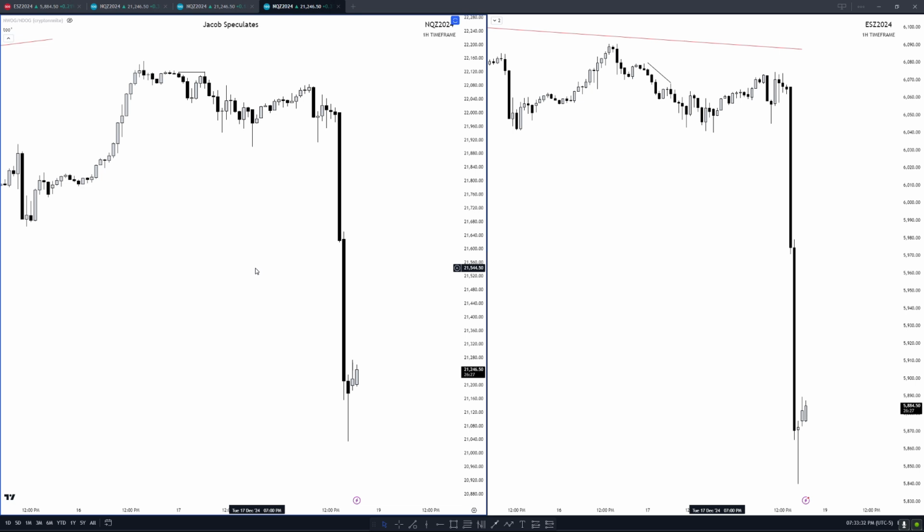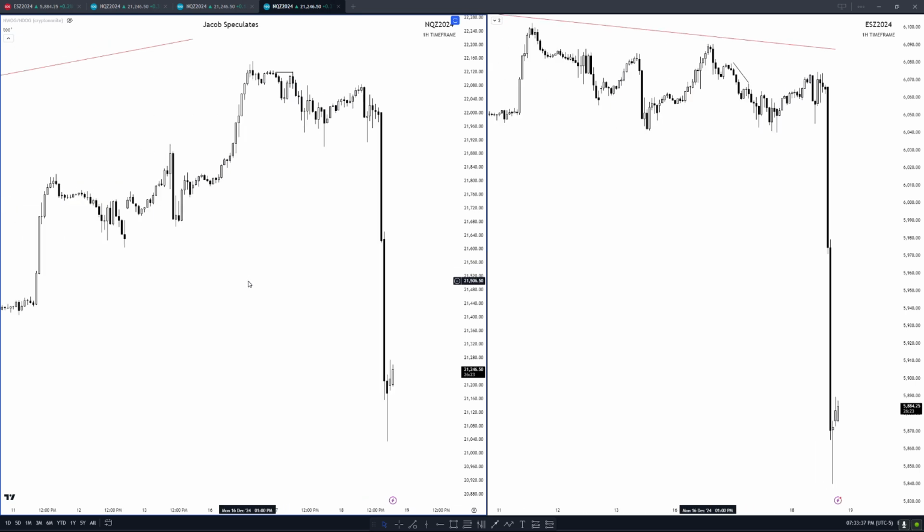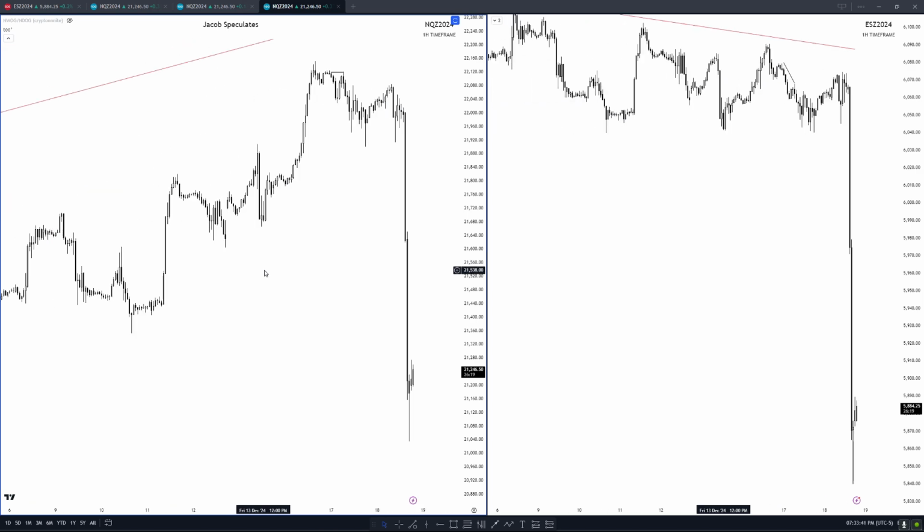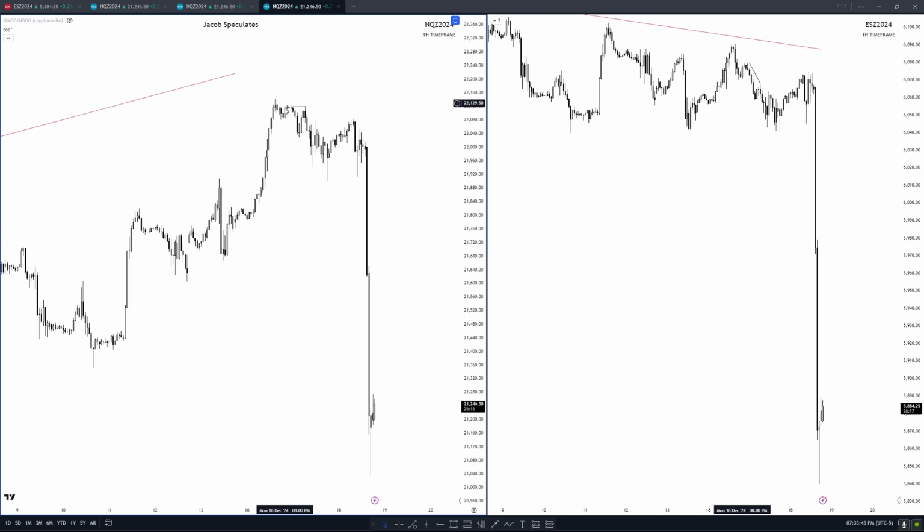Are you bullish for tomorrow? Absolutely not. I don't think I'm bullish for the rest of the year. Even up here. Oh no, it was right here. Even right here, I said look out for what came today.